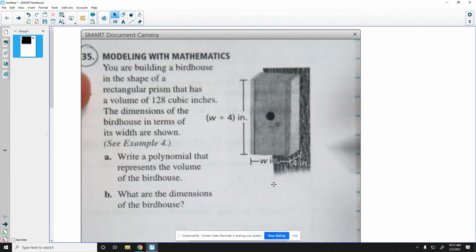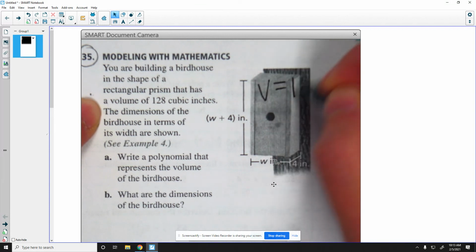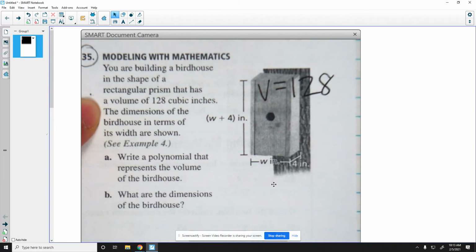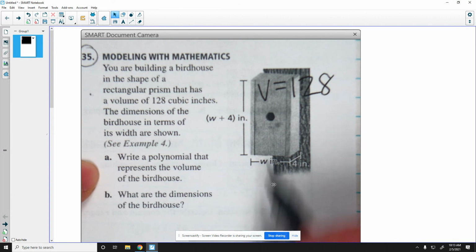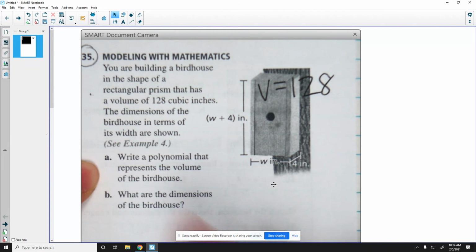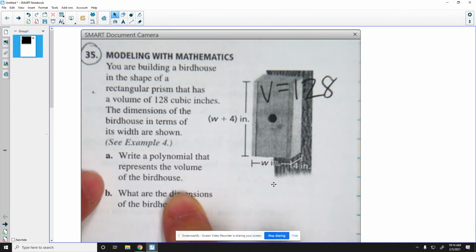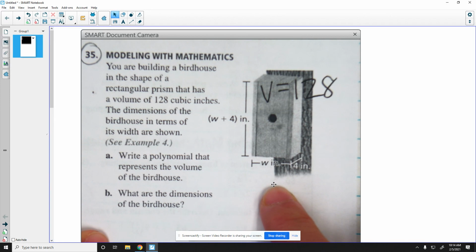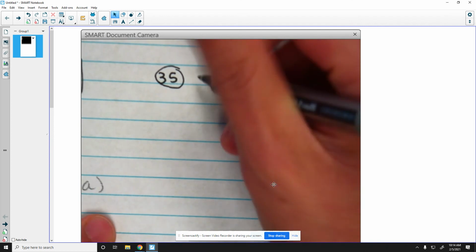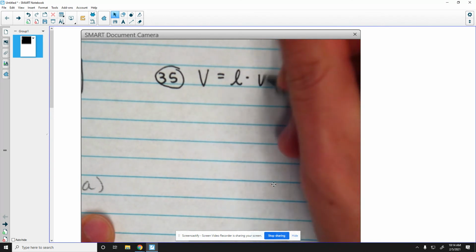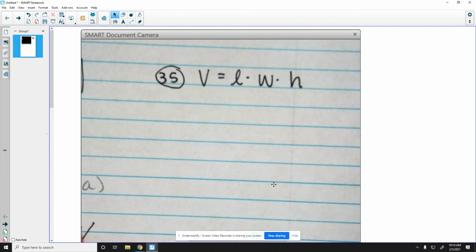You are building a birdhouse in the shape of a rectangular prism that has the volume of 128 cubic inches. The dimensions of the birdhouse in terms of its width are shown. Length, width, height. Write a polynomial that represents the volume. So how do I find volume of a prism like this? Length times width times height. So I'm going to say volume equals length times width times height.